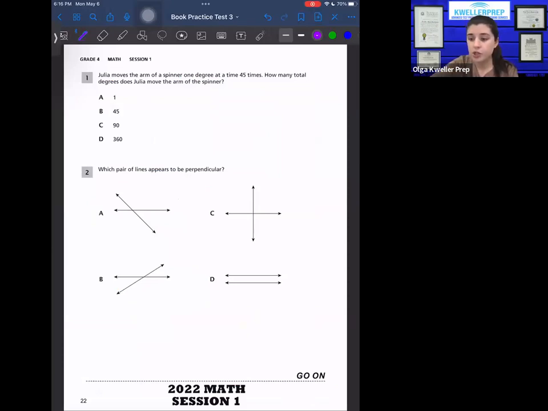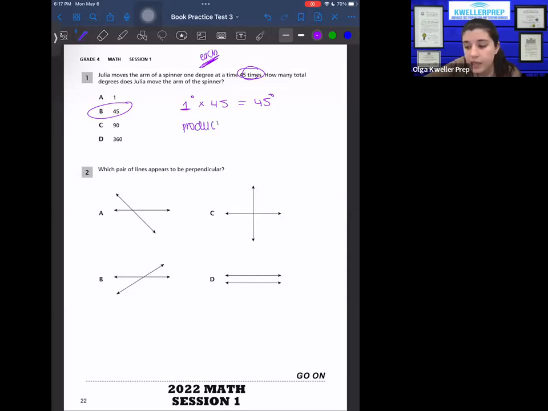So this first question, we have Julia moves the arm of a spinner 1 degree at a time 45 times. How many total degrees does Julia move the arm of the spinner? So you see, we just went from 3rd grade to 4th grade and not much changed, right? So we don't have the keyword each there, but it's a very similar type of problem, right? One degree at a time, 45 times. We do this 45 times. So in total, we moved the arm of the spinner 45 degrees. So our first answer is B. This is just a simple product.